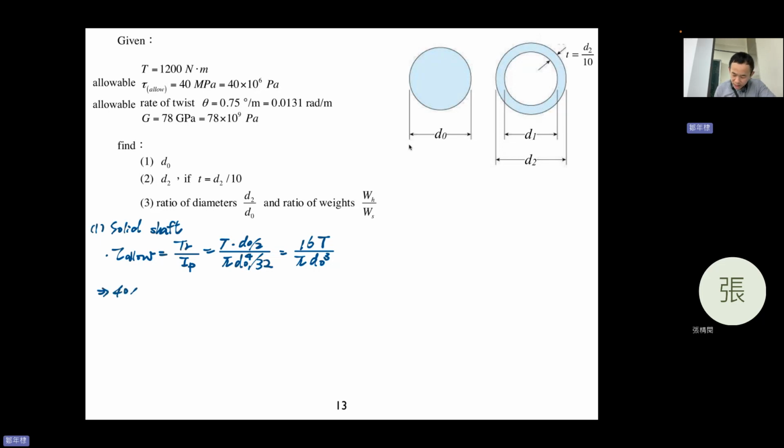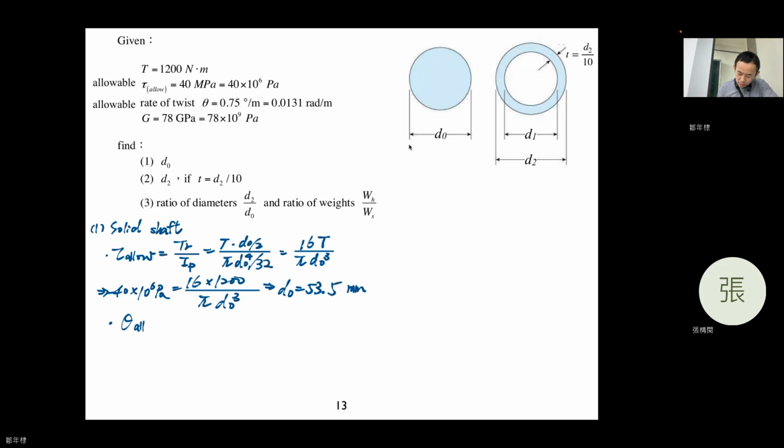So 40 megapascal equals 16 times 1200 over pi D0^3. So your D0 equals 53.5 millimeter. Okay, so if the diameter is less than 53.5 millimeter, it will have shear fracture.